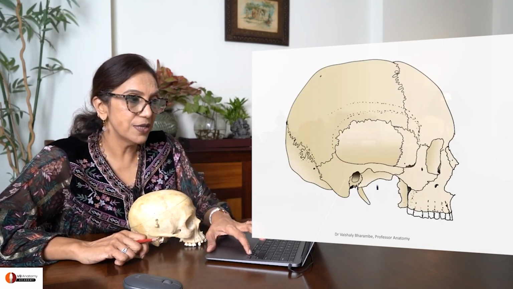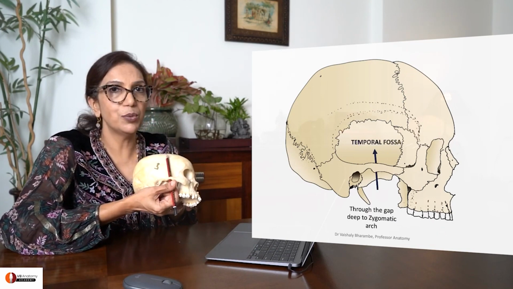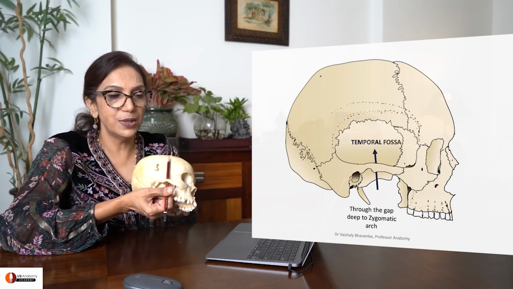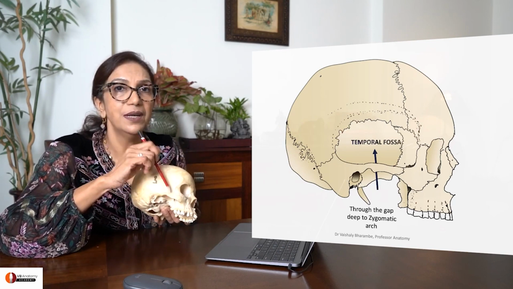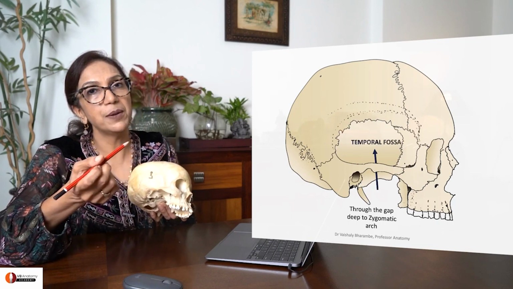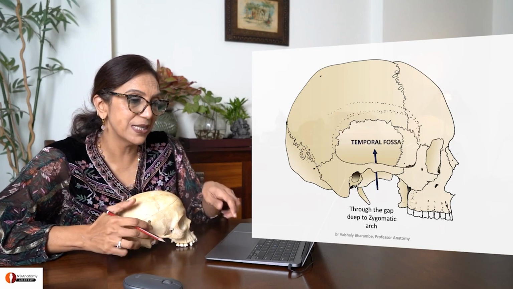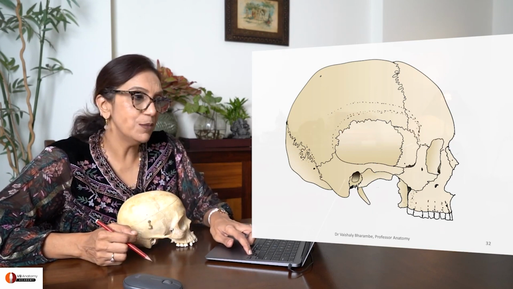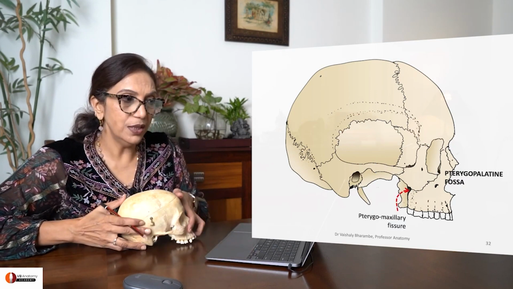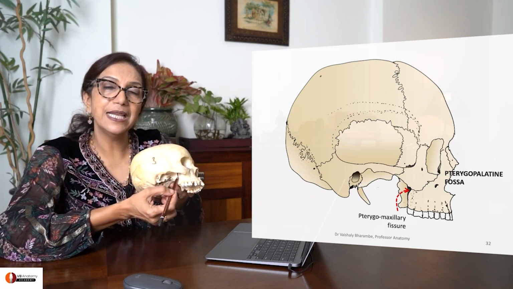Next communication is when the infratemporal fossa directly communicates with the temporal fossa. You already know through this space one muscle comes down, temporalis. One nerve and vessels go up, deep temporal nerves and vessels. So you know what is communicating with what through this gap. The third communication it has is through the pterygomaxillary fissure with the pterygopalatine ganglion.